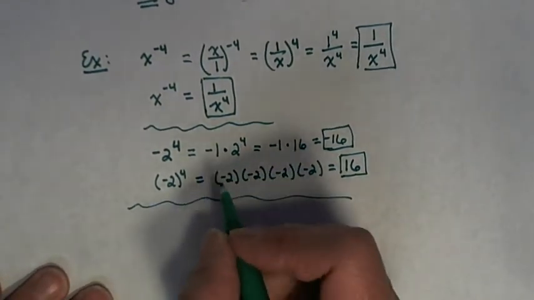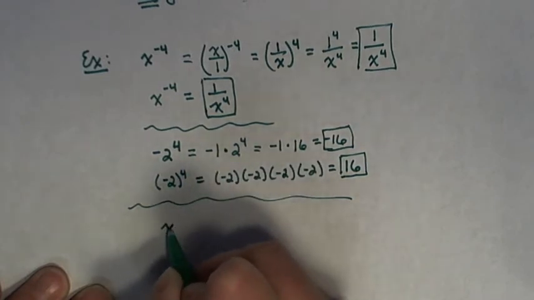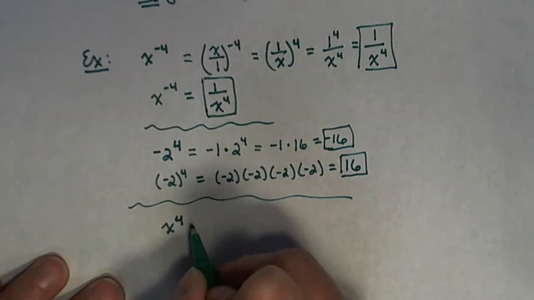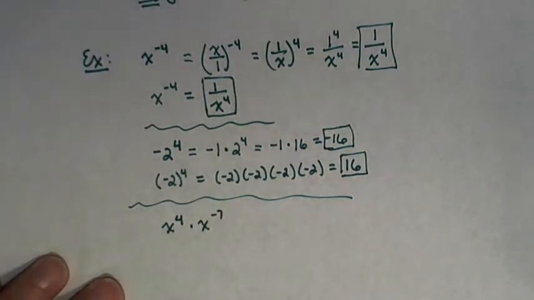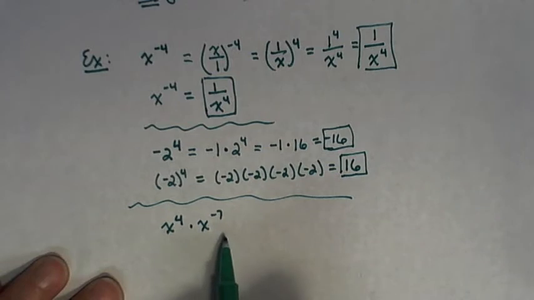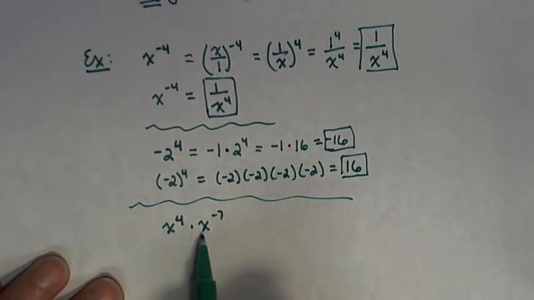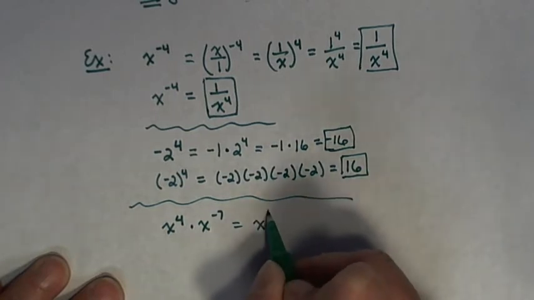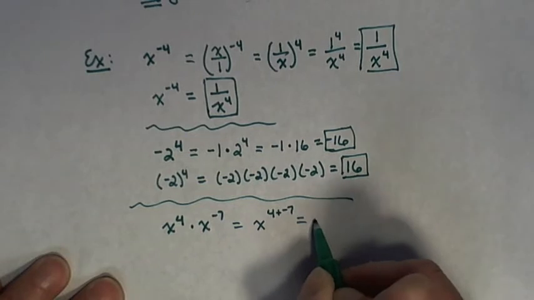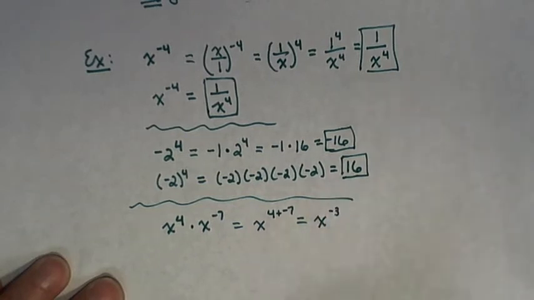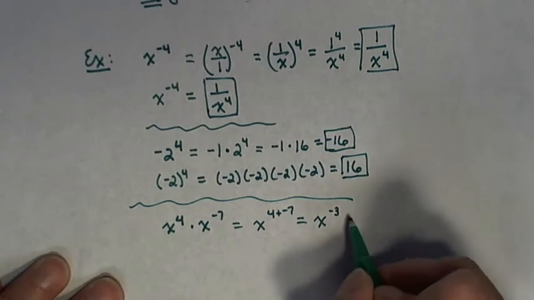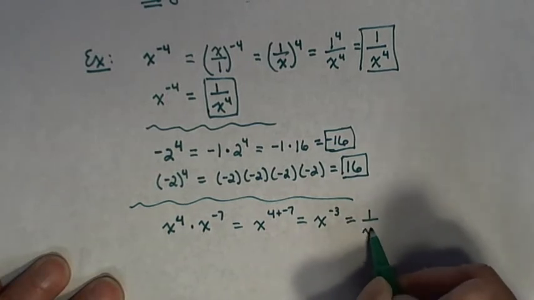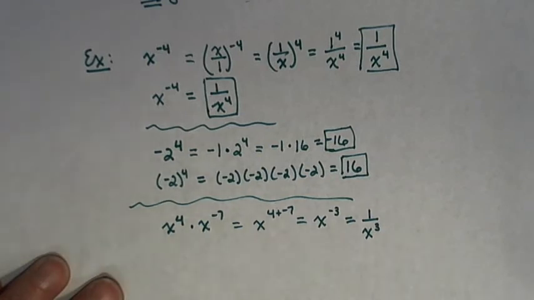Suppose I have x to the 4th times x to the negative 7th. Now there's a couple of ways that you can do this problem. If I apply my rules straightforward with the same base, I can add exponents. I could do this and have x to the 4 plus negative 7, which gives me x to the negative 3rd. Now I can apply my negative exponent rule, and I could write it as 1 over x cubed.